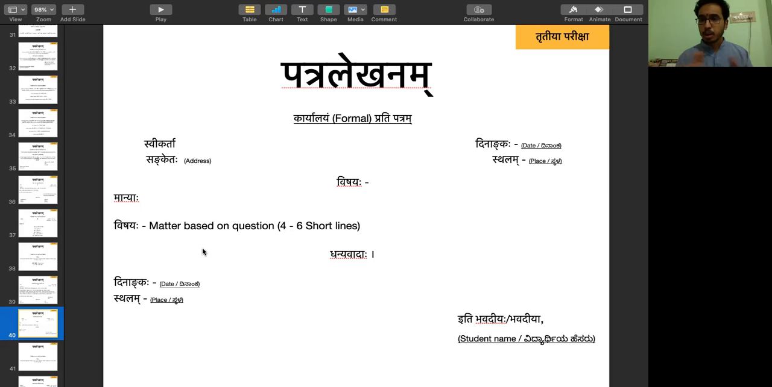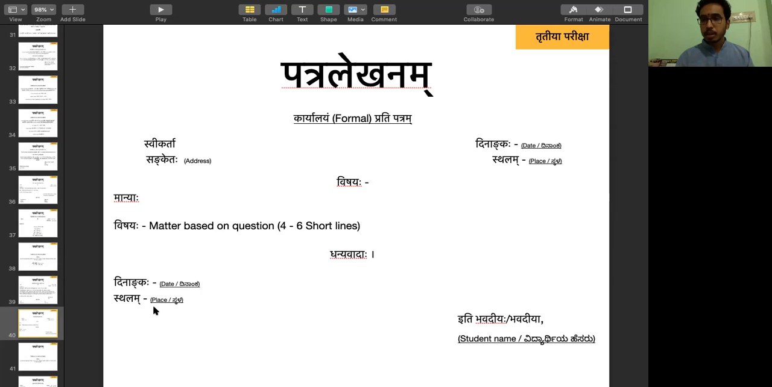4 to 6 lines, keep it short. Don't write a big paragraph like how you wrote for your father, your friend, etc. Keep it short. At the end of that, write Dhanyavadaha. Again, write Dinanka. So this Dinanka and this Dinanka should match. This Thala and this Thala should match.